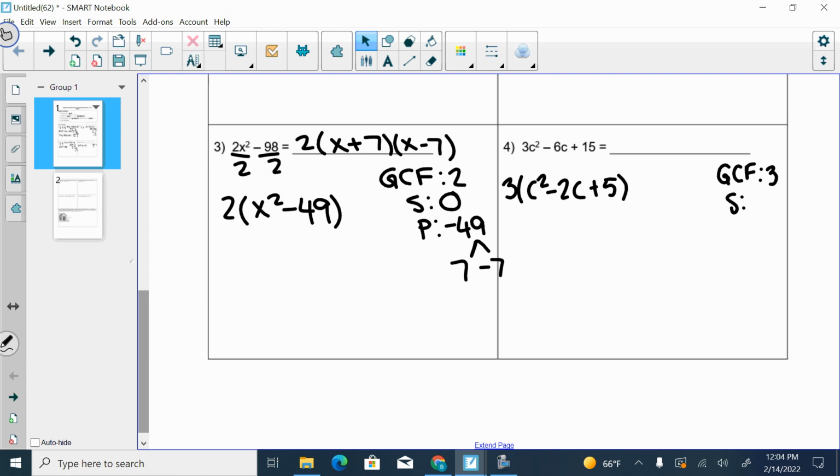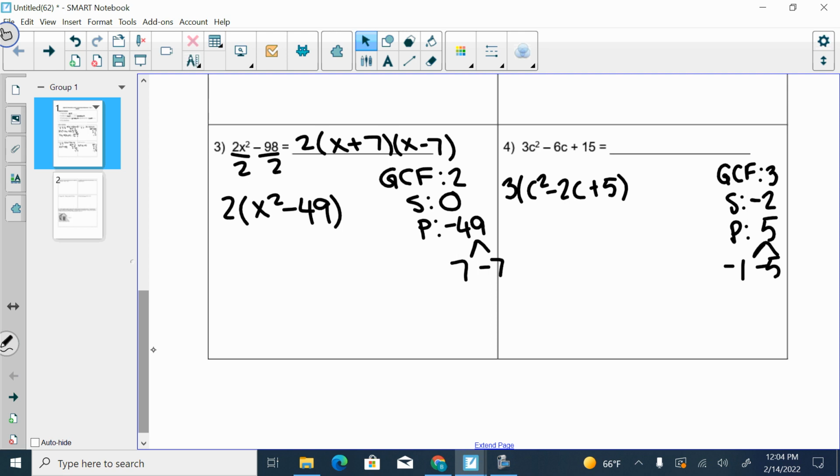All right, so we've got sum and product. What's my sum? And what's my product? So there is only one thing that multiplies to give me 5. What would that be? 5. And 1 plus 5, is that going to give me negative 2? What if I make them both negatives? That would still give me positive 5. Does that give me negative 2?